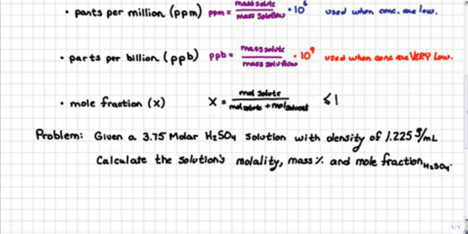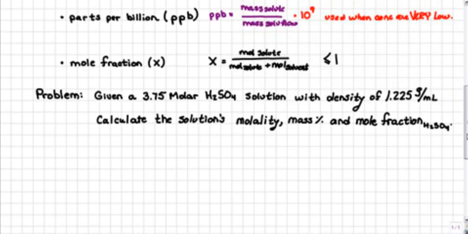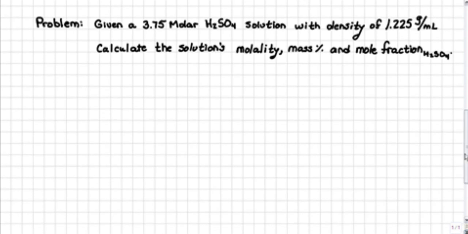Now, it'll help to demonstrate these recipes and how they can be used if we actually tackle a problem. And that's what we're going to do next. The problem is actually pretty straightforward. It says that we are given a 3.75 molar sulfuric acid solution. A little bit later on, we'll recognize that this is a number with 3 significant figures, and that'll be important as we round accordingly. This 3.75 molar sulfuric acid solution has a density of 1.225 grams per milliliter.